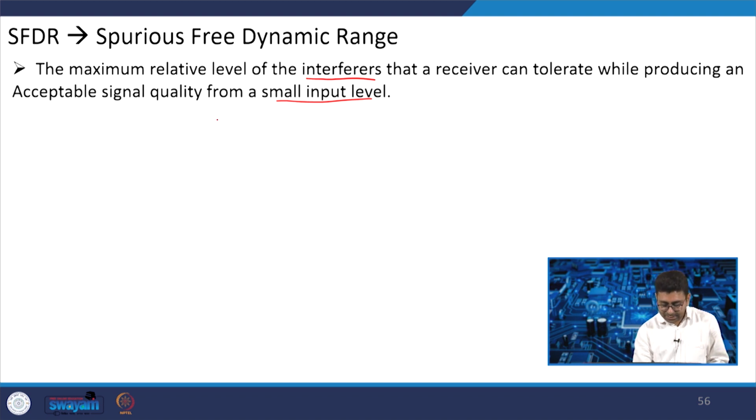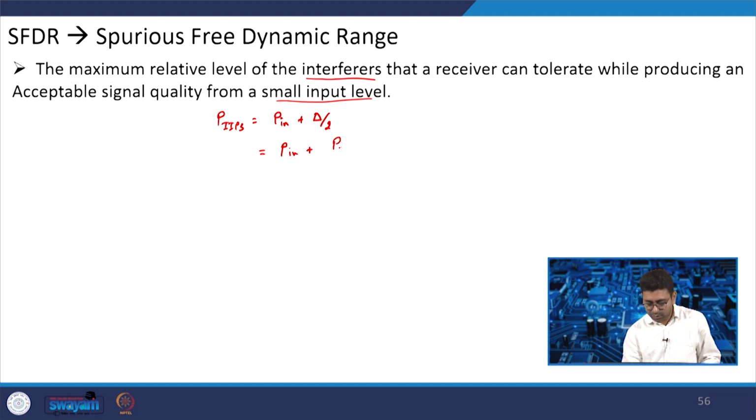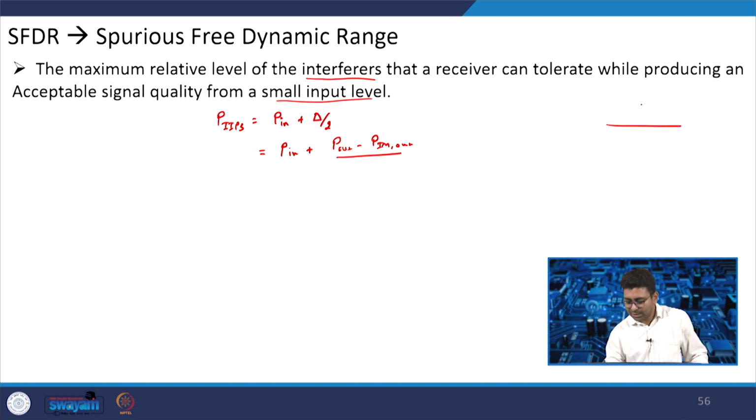So, we can get P IIP3, this we already have defined, P in plus delta by 2. I can also write P in, this is nothing but P out, output power, minus P IM out, meaning intermodulation product out, that is the difference between this and this. This is P IM out divided by 2.